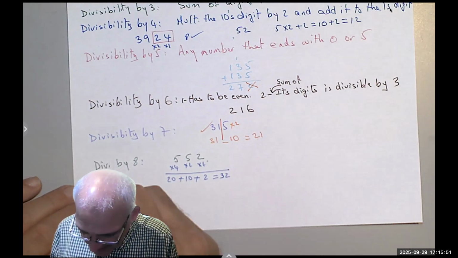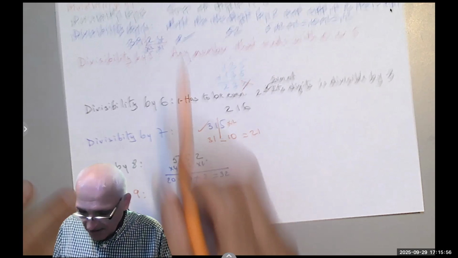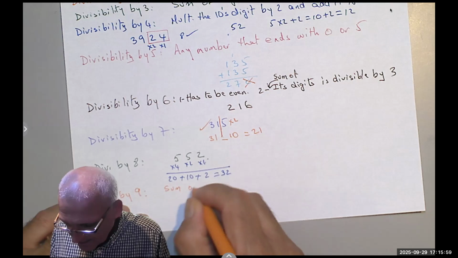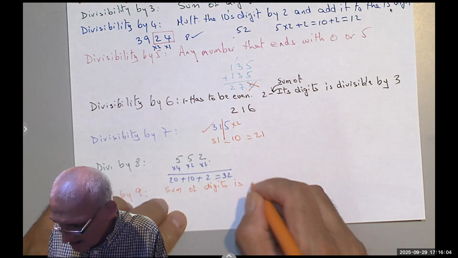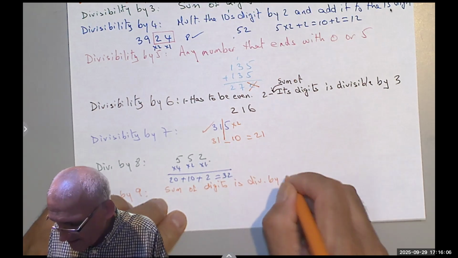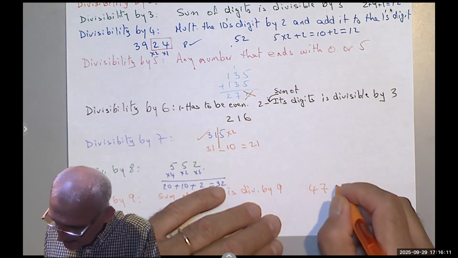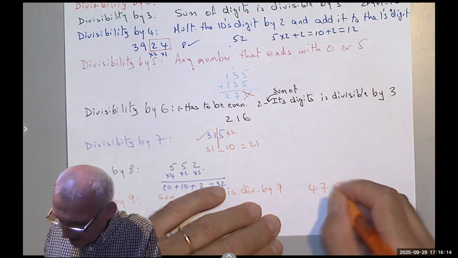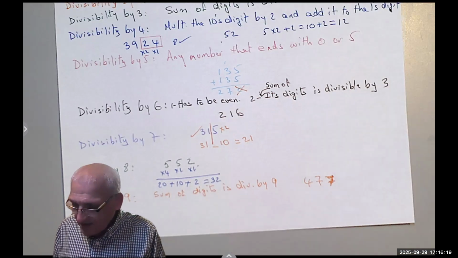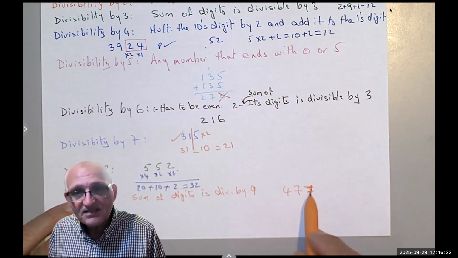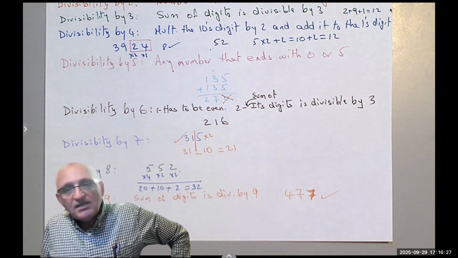Divisibility by 9. Easy. Exactly like 3. Sum of the digits is divisible by 9. 477. 4 plus 7 is 11 plus 7 is 18. And since 18 is divisible by 9, then this number is divisible by 9.